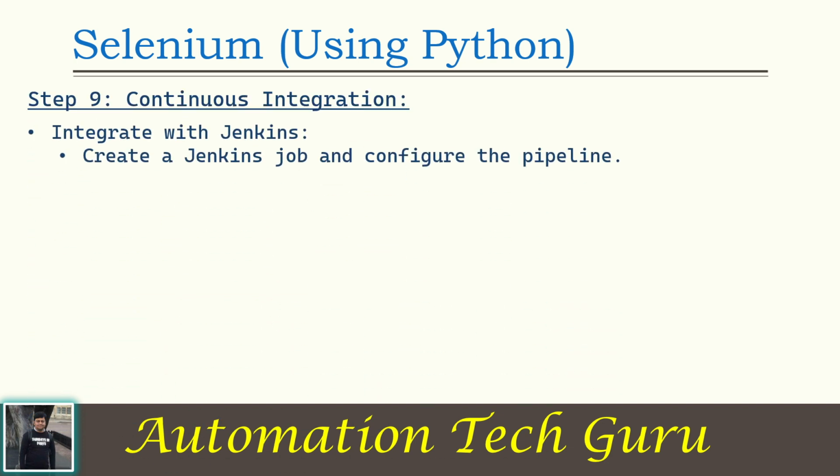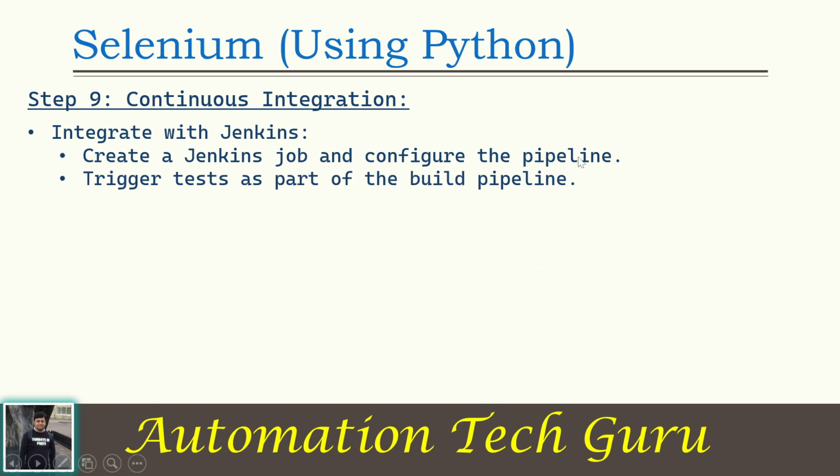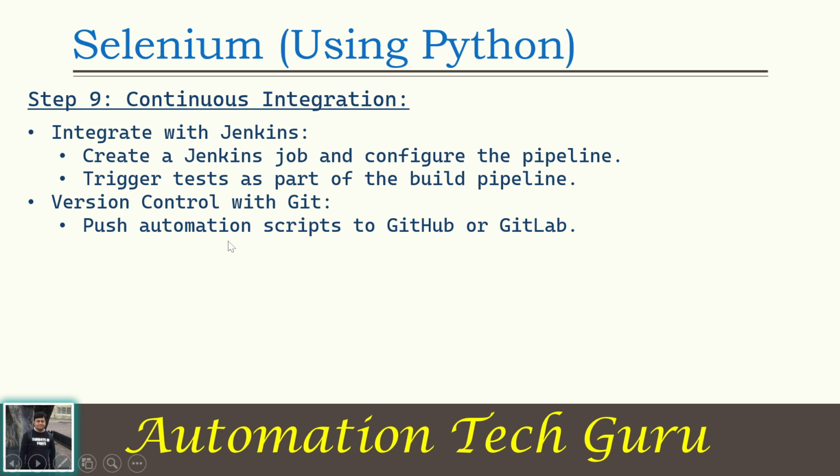Continuous integration. So integrate with Jenkins. Selenium can also be integrated with Jenkins. You can create a Jenkins job and configure the pipeline. You can trigger tests as part of the build pipeline. And for version control, you can use Git. So push the automation script to GitHub or GitLab.